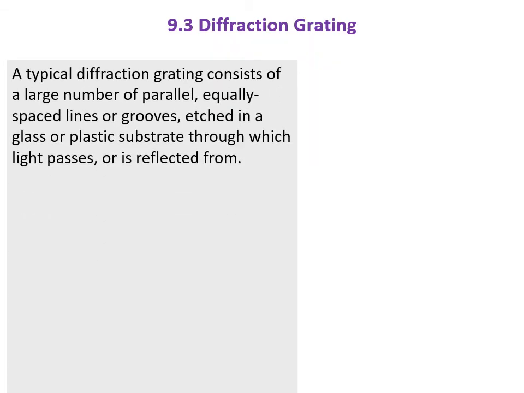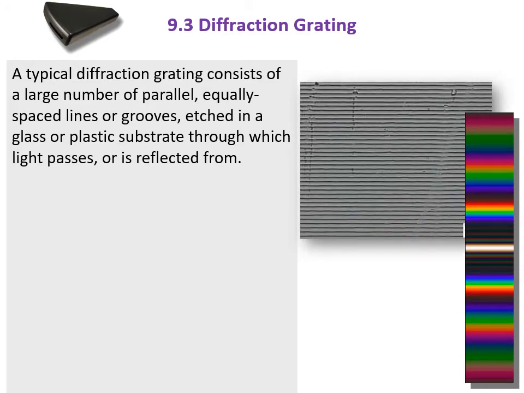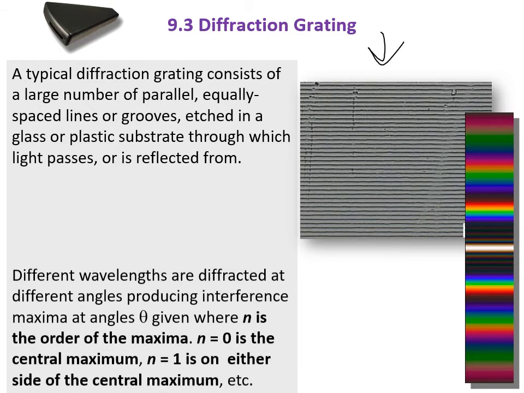So just as a reminder, a diffraction grate consists of a large number of parallel equally spaced lines or grooves etched into glass or some plastic substrate through which light passes or gets reflected. So this is just a picture of a spectroscope, kind of like the ones we have in class, and this is a picture right here of a diffraction grate. The diffraction grate has these dark lines where the light can't pass, and then it has these spaces, these opening slits where the light can.